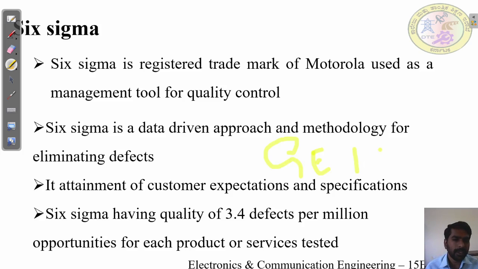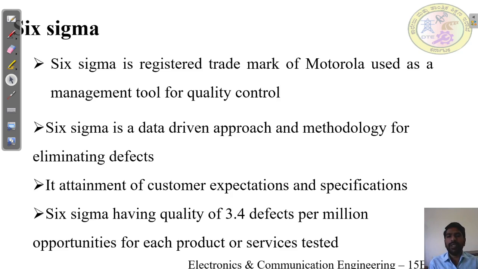One million opportunities means 1 into 10 to the power of 6 samples, or products, were tested, and they found only 3.4 defects in 1 million. That's why it's called DPM, defects per million opportunities. This is not a theoretical concept, it is a practical concept. General Electric adopted Six Sigma and reported that they tested 1 million opportunities and found only 3.4 defects with the help of Six Sigma.